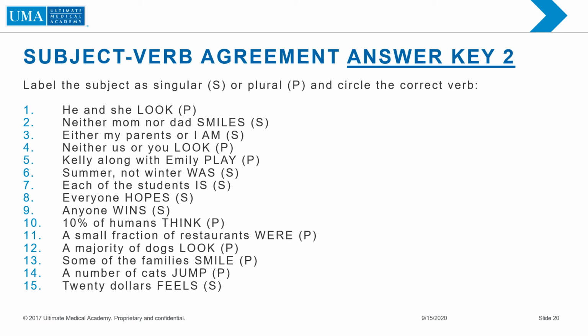So he and she look, plural. Neither mom nor dad smiles, singular. Either my parents or I am, singular. Neither of us or you look, plural. Kelly along with Emily plays, plural. Summer, not winter, was. Each of the students is, singular. Everyone hopes, singular. Anyone wins, singular.